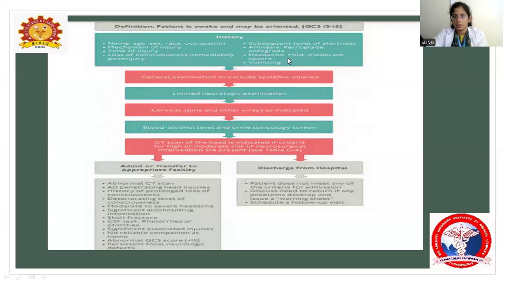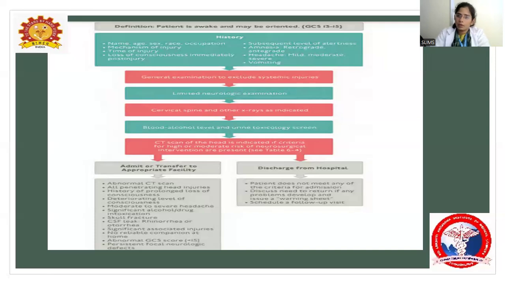Now we have asked history. After history is always general examination. First you do the general examination, because you also have to elicit if there is any other injury to the patient. Then you do a limited neurological examination, followed by cervical spine and other x-rays as indicated by the history or signs elicited during general examination. Next, we have to do blood alcohol level and urine toxicology screen.